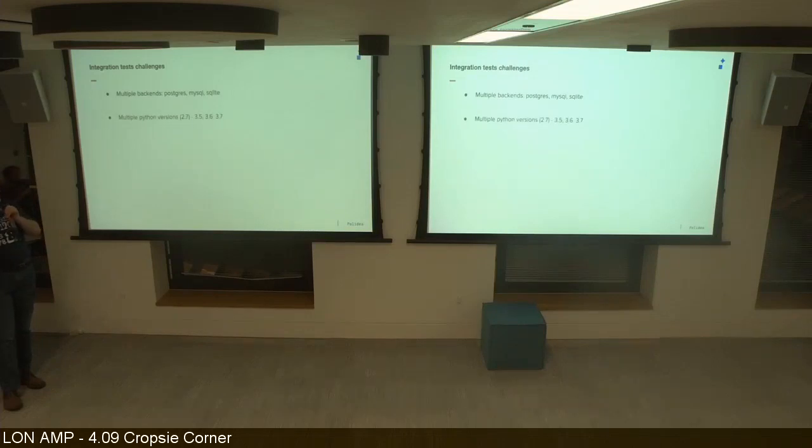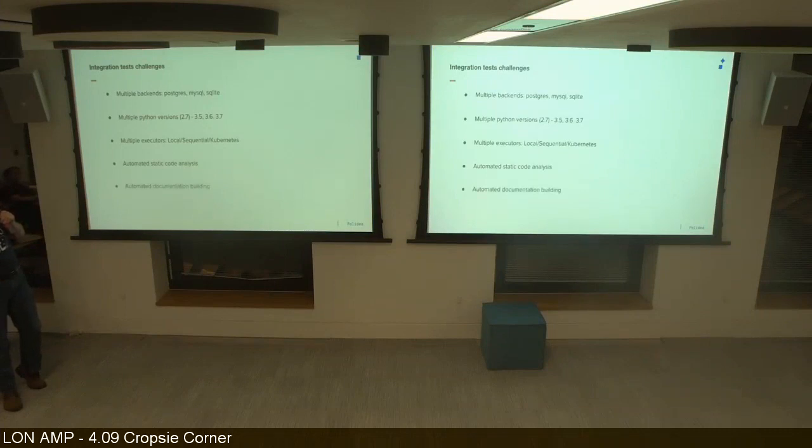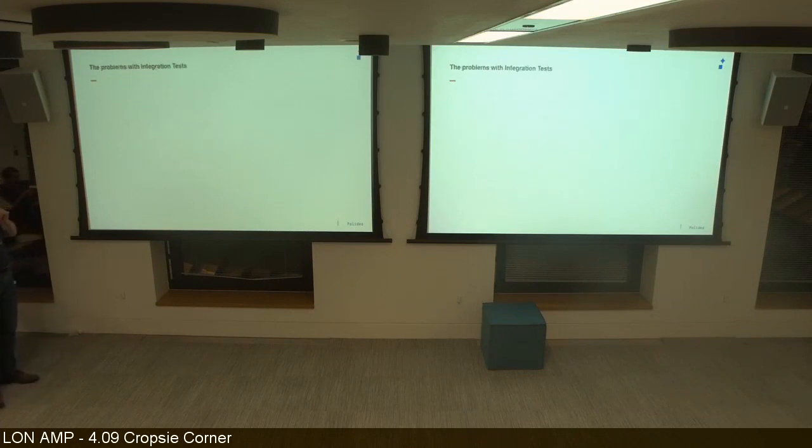So first of all, multiple backends, multiple Python versions. There are different executors. There is automated static code analysis that is run also automatically. There we have automated documentation building, and this all runs on Travis, but you want all of this to run also on your local environment, because the first thing that you do when Travis fails, you want to reproduce it locally, fix, and then see that it doesn't fail. That's the usual development cycle you have.